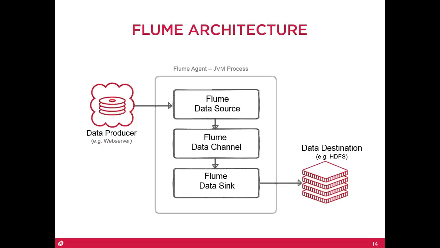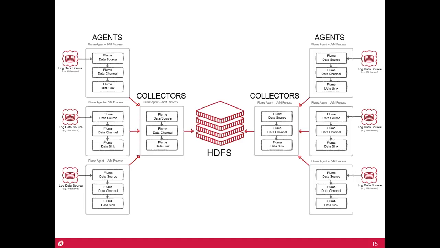Now, bringing these components together, Flume works like this. First, the data source listens for new data from the data producer. Next, when data is generated, the data is then passed by the data source into the data channel for temporary reliable storage. Following this, the data sink pulls the data from the channel and then submits it onwards to a repository or another Flume agent.